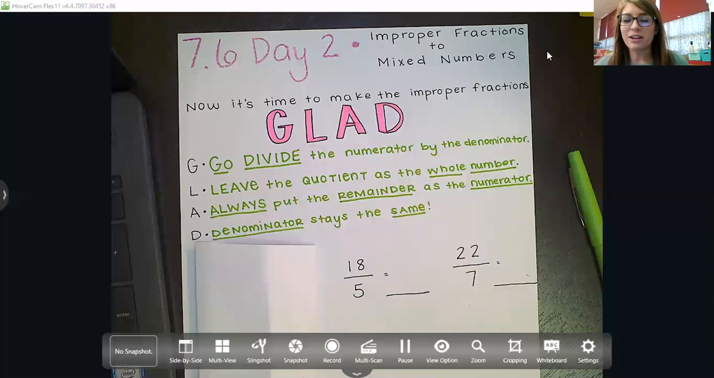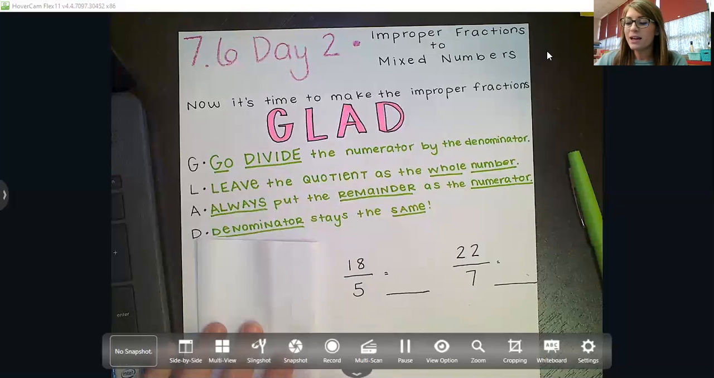All right, yesterday we started lesson 7.6 and we were making mixed numbers mad by changing them to improper fractions. Today we're going to finish 7.6, but we're going to do the opposite of what we did yesterday. So today we are going to be changing improper fractions into mixed numbers and we're going to be making them glad instead of mad. All right, these steps to GLAD are a little bit longer, so I went ahead and wrote them out already for us to not waste any time.